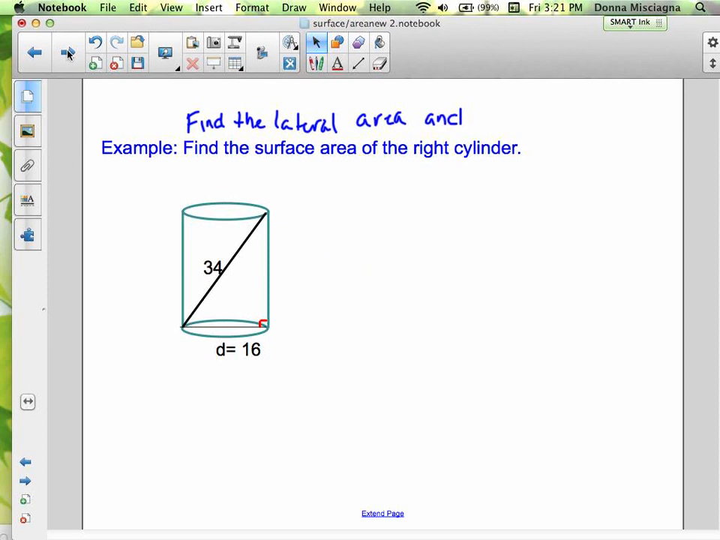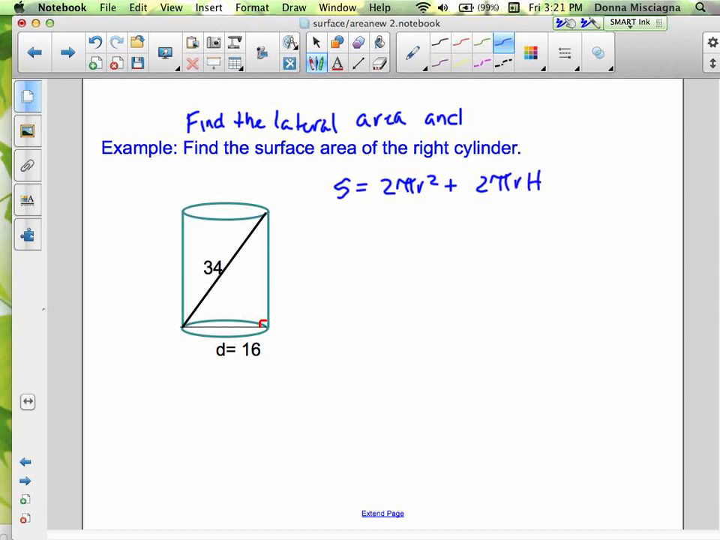So find the lateral area and the surface area of the right cylinder. This one's in your notes. For some reason the direction to find the lateral area was not in mine, but I fixed it. And now after I just said you can use whichever formula you like better, I'm going to tell you that on this one you really should use the first formula. You should use s equals 2 pi r squared plus 2 pi r h.